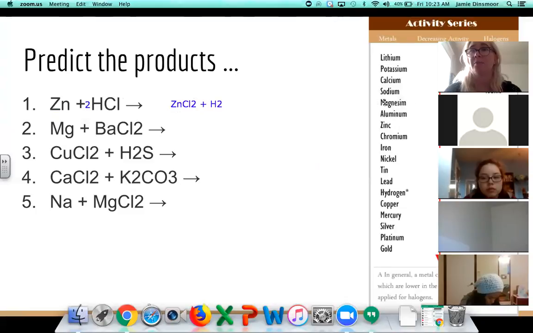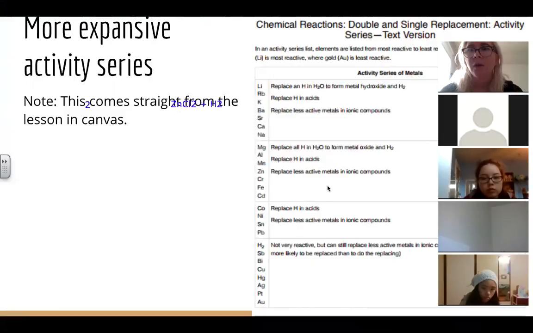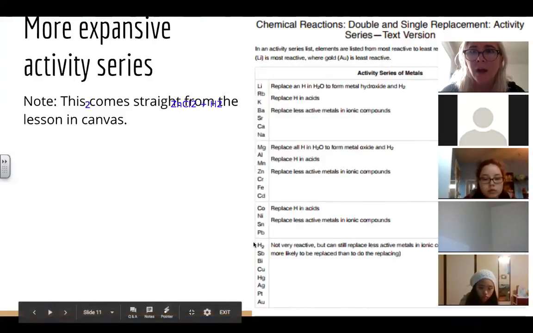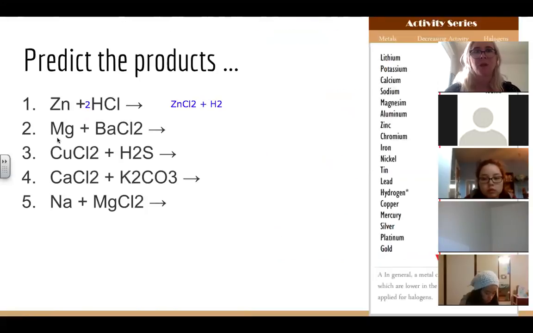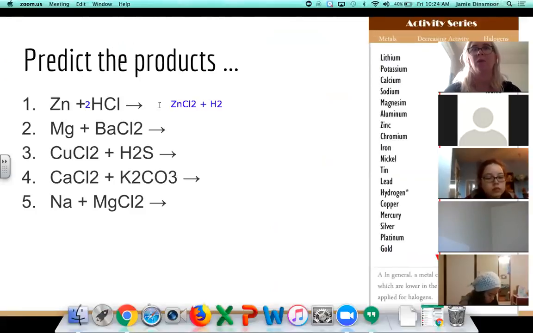Magnesium is really high up on our list. I don't see Ba, right? So I might go to the more complex series for a second to see if Ba is on there. Oh, it is. Okay. So Ba is very high up on this activity series, higher than magnesium. So what does that mean? That means that magnesium will not replace barium here, and we will get no reaction.